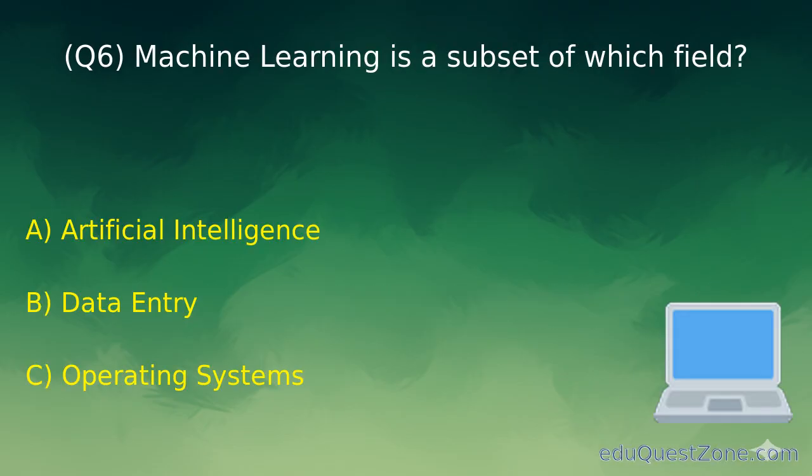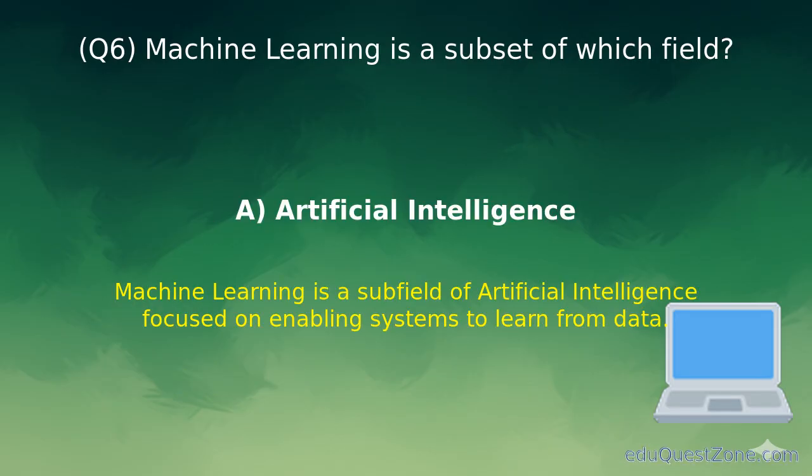Question 6. Machine learning is a subset of which field? Option A. Artificial intelligence. Machine learning is part of artificial intelligence, allowing systems to learn from data.